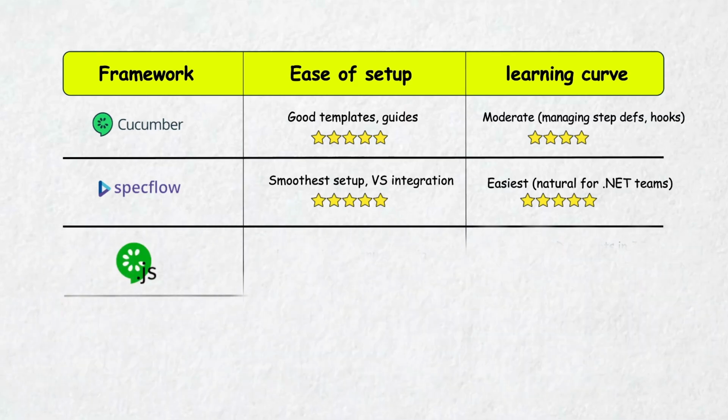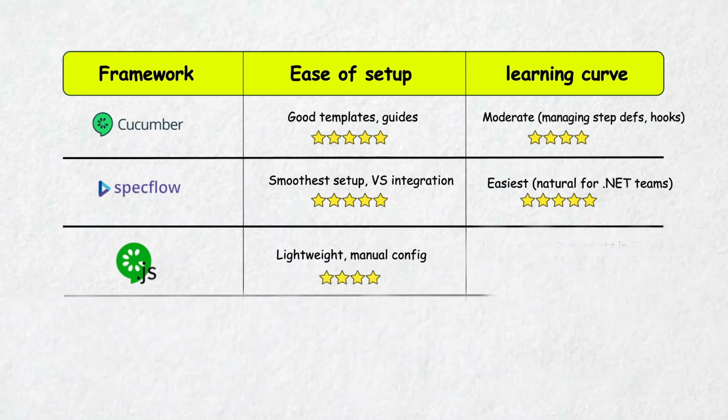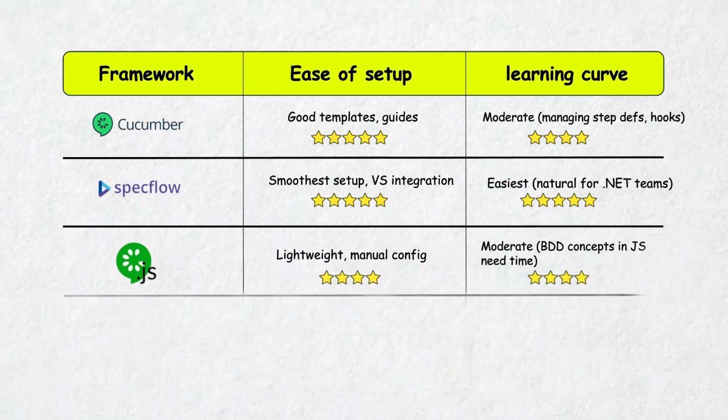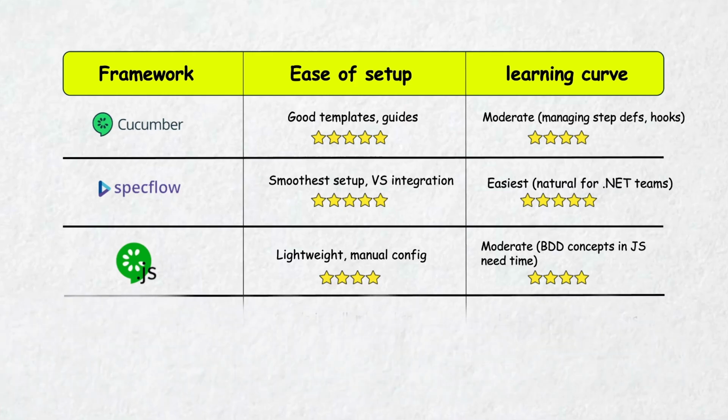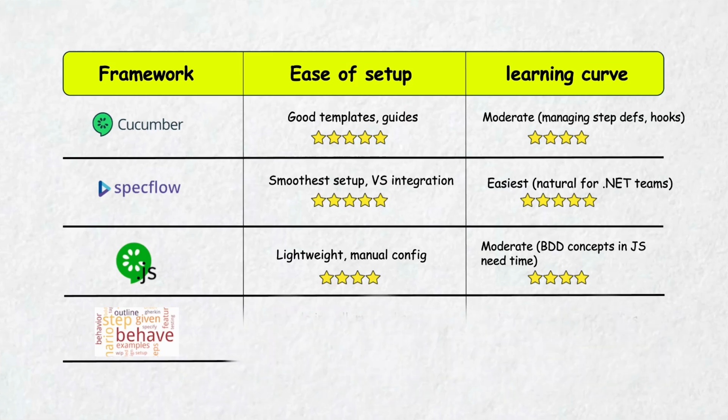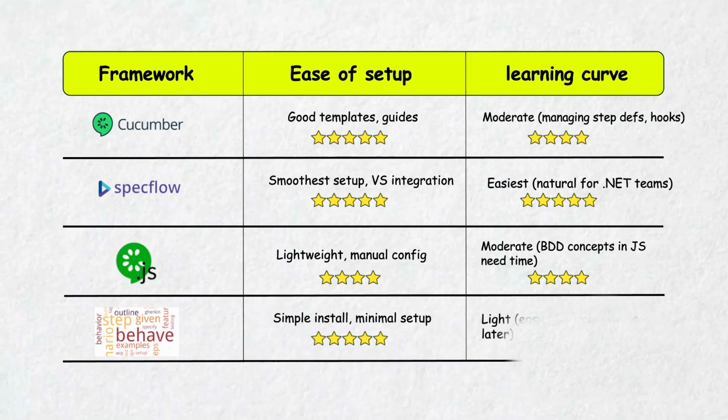Cucumber.js is lightweight and flexible, but you'll need to wire up your runner, reports, and other tools. The learning curve is moderate, especially if your team is new to BDD concepts, since JavaScript doesn't traditionally use given when then in test code. Behave is simple to set up. It's Python, so installation is easy, and you can start writing feature files right away. The learning curve is also light, but you might hit limitations as your project grows, which can mean learning extra plugins or tools later.